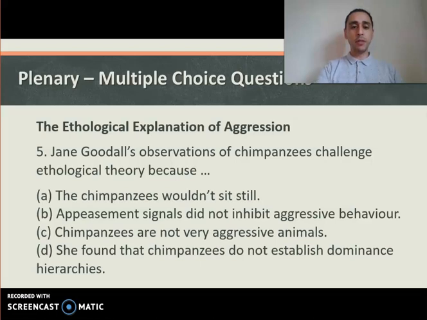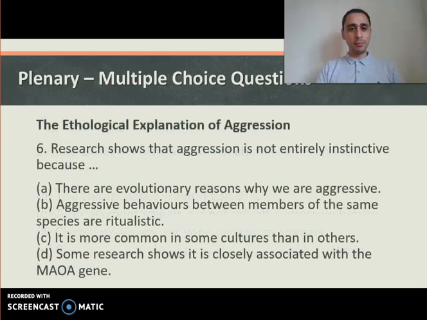Jane Goodall's observation of chimpanzees challenge ethological theory because A. Chimpanzees wouldn't sit still. B. Appeasement signals did not inhibit aggressive behavior. C. Chimpanzees are not very aggressive animals. Or D. She found that chimpanzees do not establish dominant hierarchies. That's not true. What are you going to go for? I'm going to go for B. Don't trust me. I don't get them all right, even though I made the lessons. Right. I'm going to go with B. I'm right.